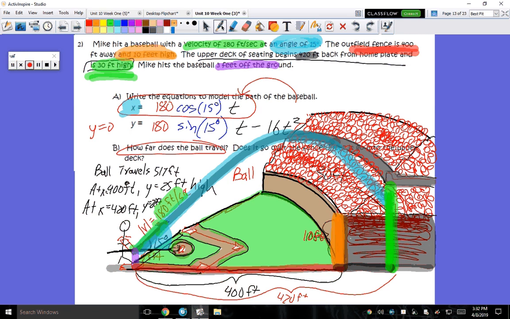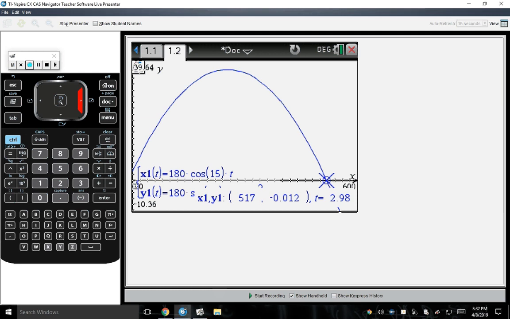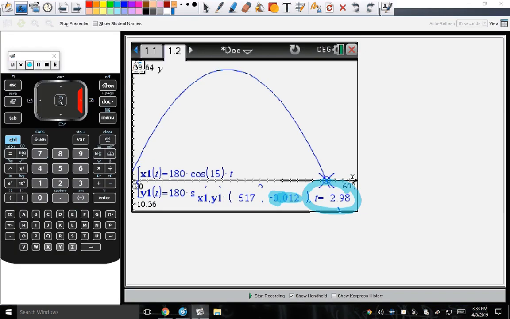Okay, so it will travel 517 feet, because on the graph that's when the y was 0, at 517 feet. So this is y-wise and this is x-wise. How much did it travel? Okay.